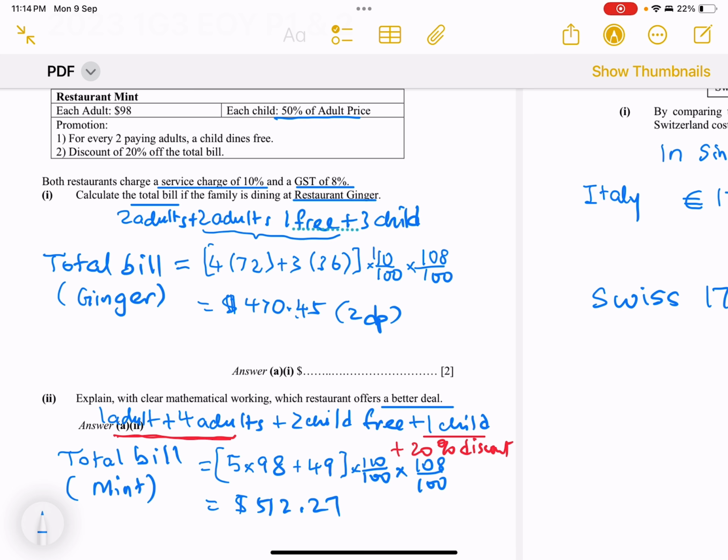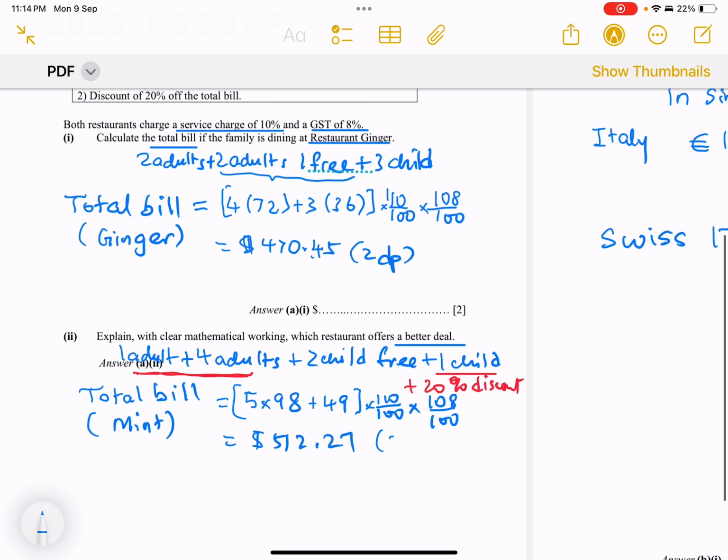Right? So therefore, who has a better deal? Okay, Ginger restaurant. So the Ginger's bill is less than the Mint's bill. Therefore, Ginger is better.